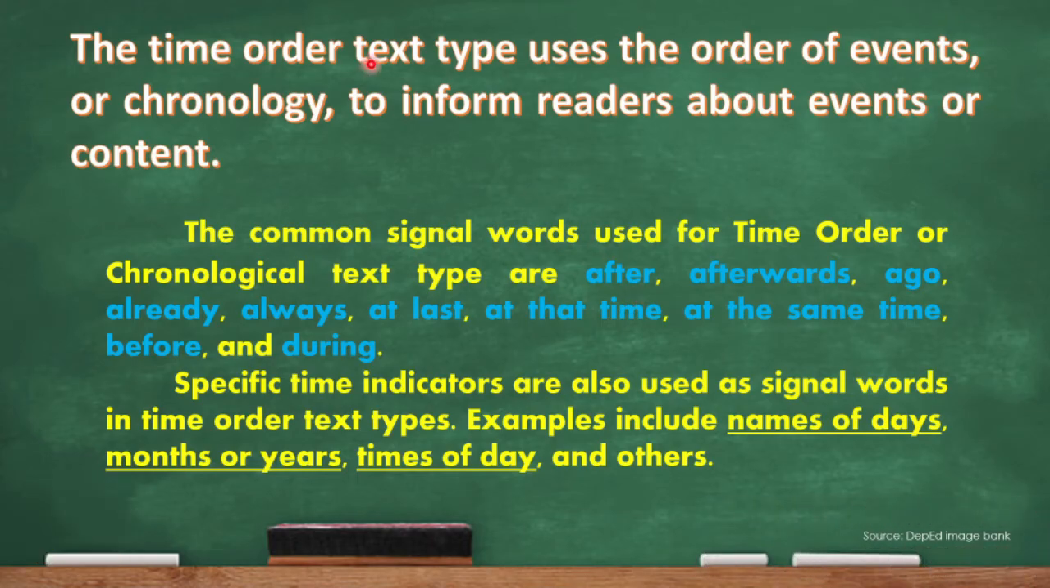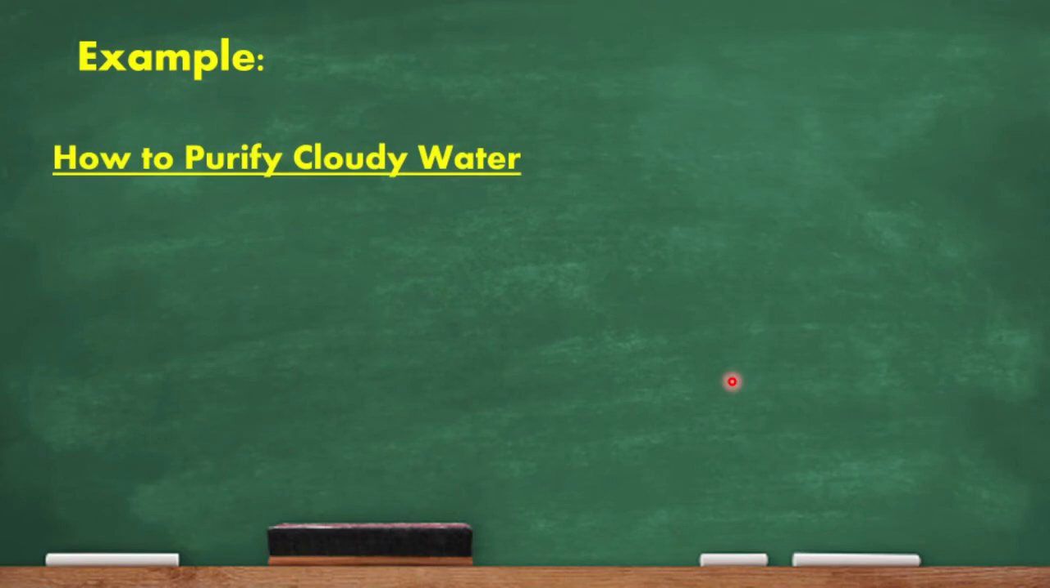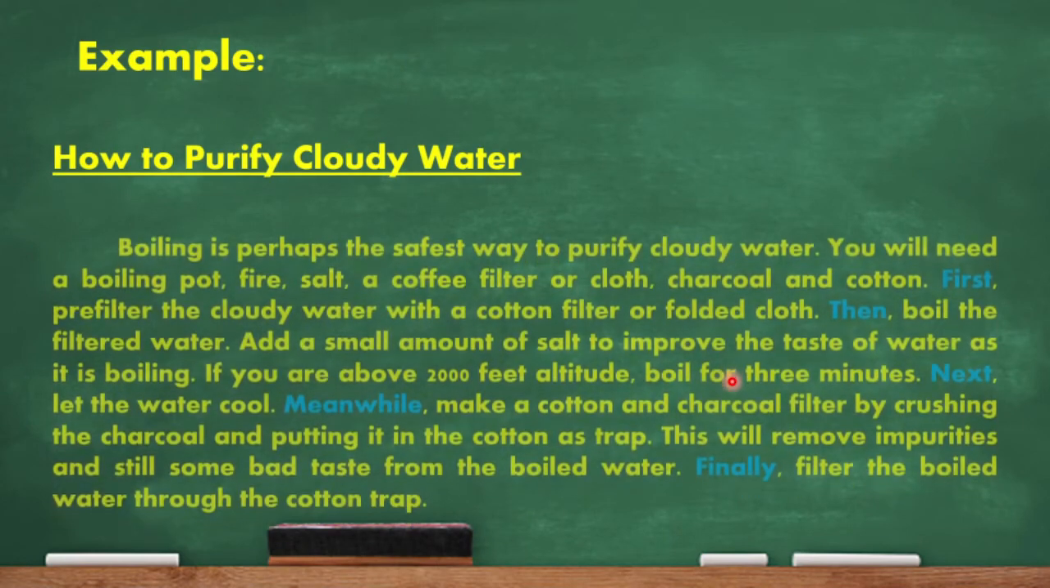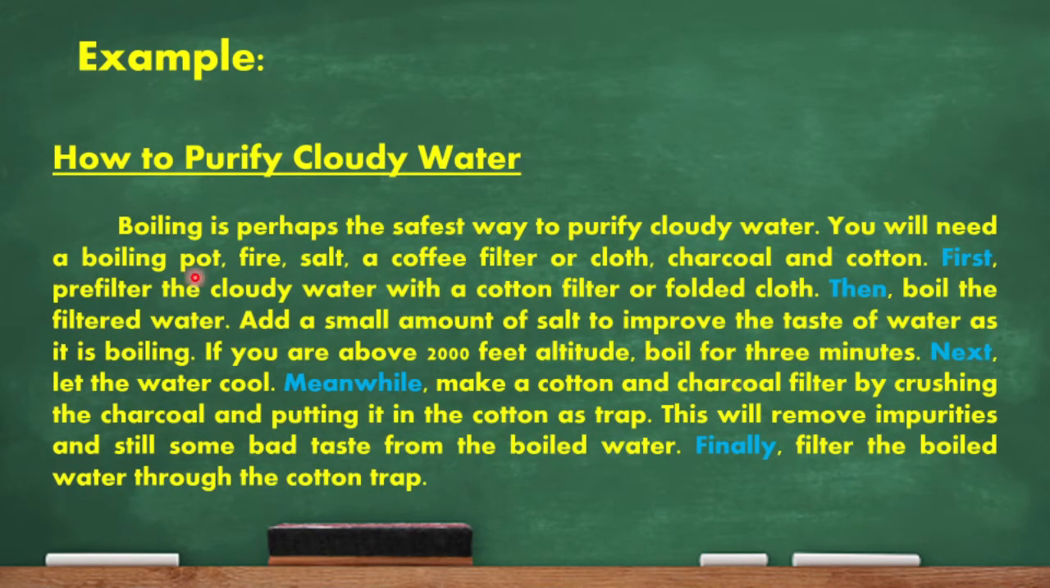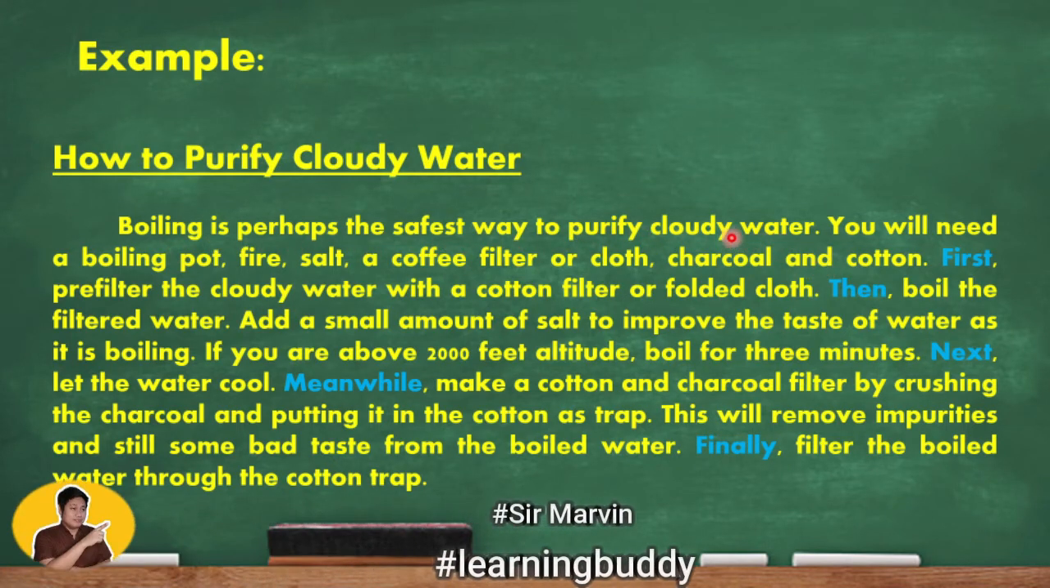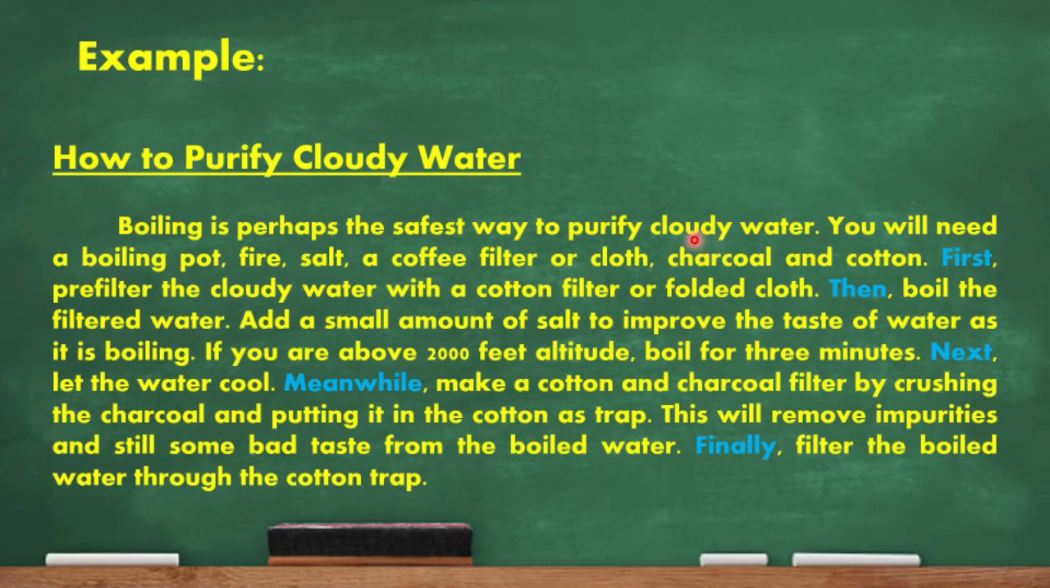Let's proceed. Example. We have the topic how to purify cloudy water. Let's read. Boiling is perhaps the safest way to purify cloudy water. When we say cloudy water, this is water that is unclear. It's cloudy. You will need a boiling pot, fire, salt, a coffee filter cloth, charcoal, and cotton.